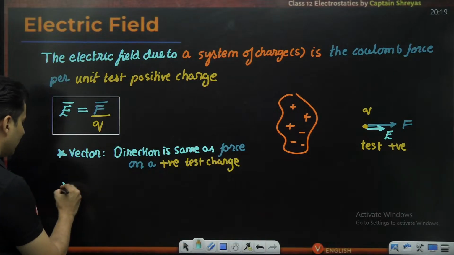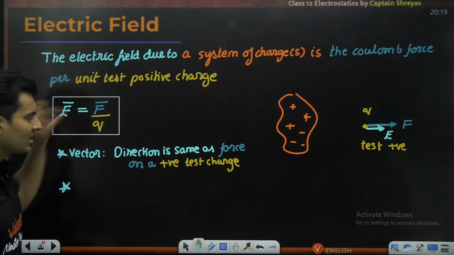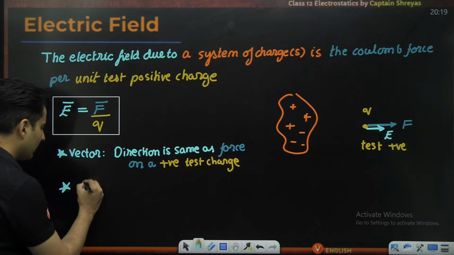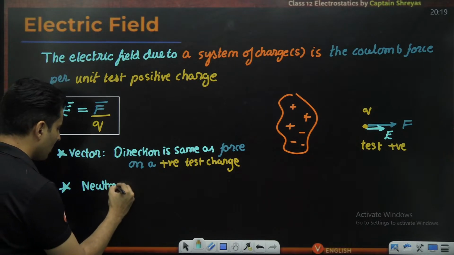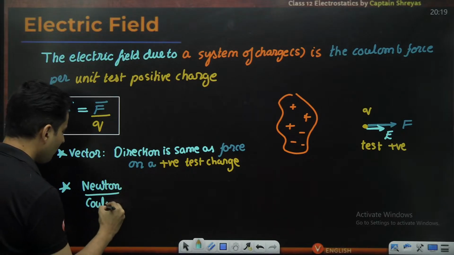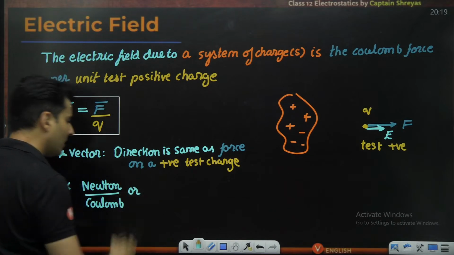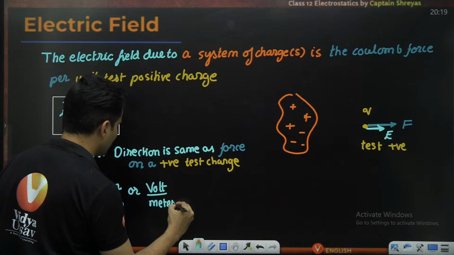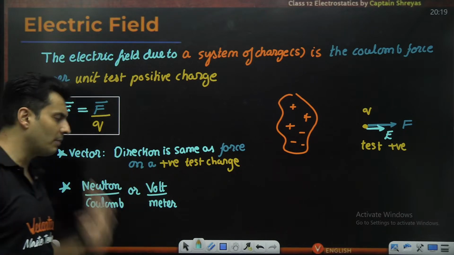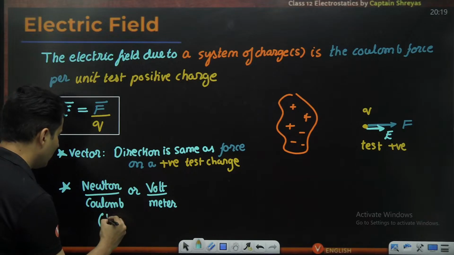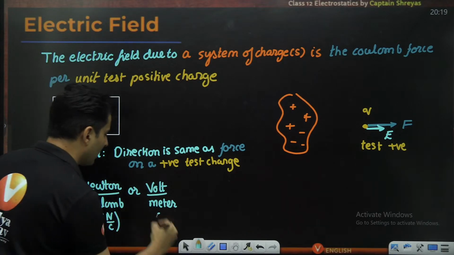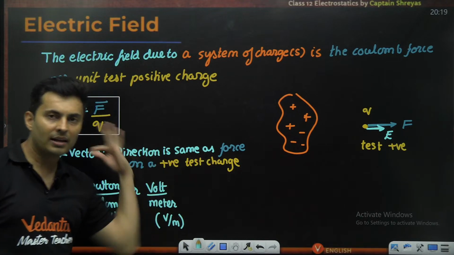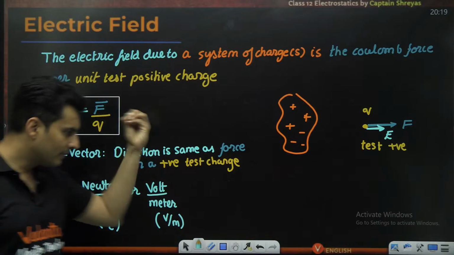If you ask me the unit, it is very simple, guys. What is force measured in? Newtons. What is charge measured in? Coulombs. So it will be nothing but Newton per Coulomb. That is the unit. Later on, you will also see another unit called volt per meter. We will see the derivation or the significance later on, but just remember it for now. Newton per Coulomb, the short form is N by C. Volt per meter, the short form is V by M. Both are units of electric field.